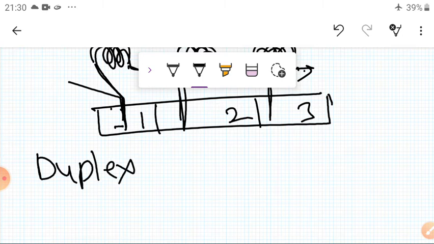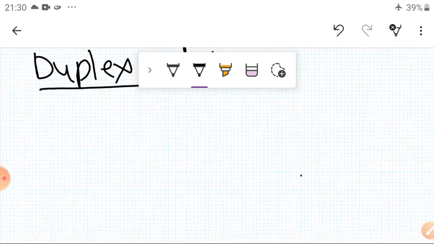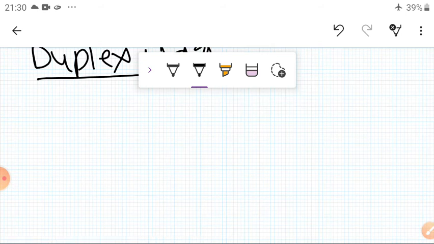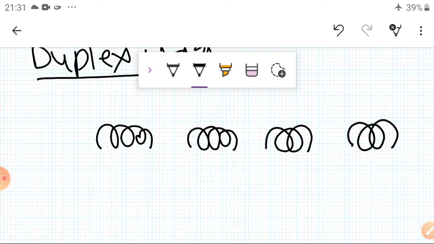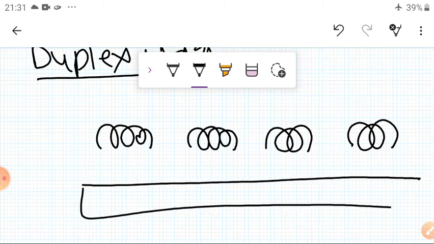For example, in case of the duplex winding, the parallel paths are not single here. So duplex winding, what happens? For example, coil 1, coil 2, coil 3, coil 4. Here slots are also connected in such a way that, okay, here one slot.